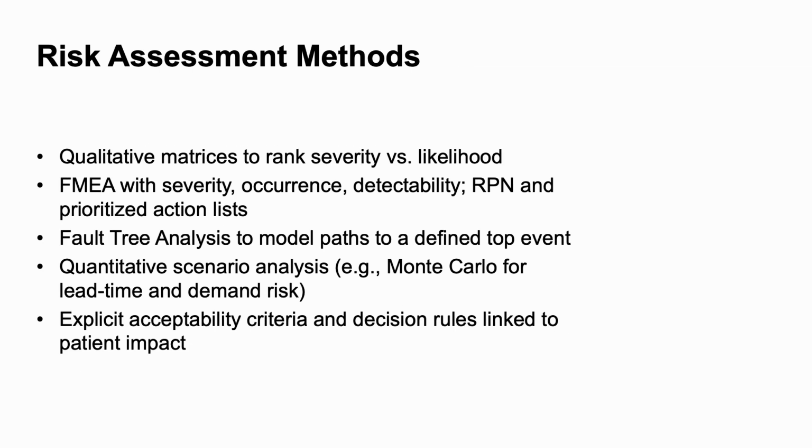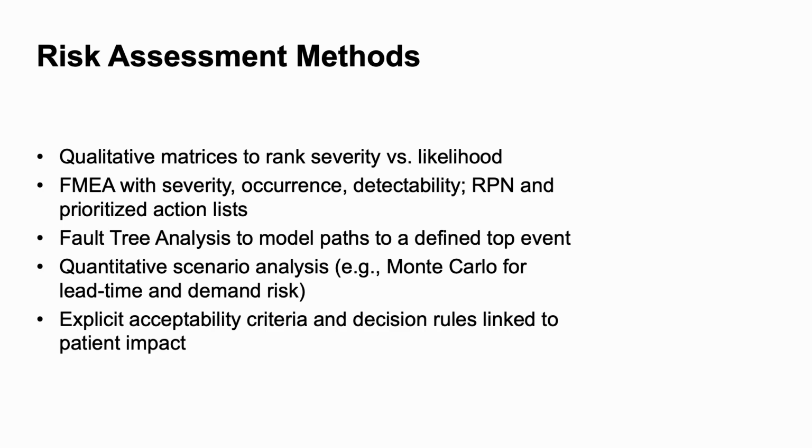Once risks are identified, they must be assessed in a manner commensurate with their potential to harm patients. Qualitative matrices provide a simple way to categorize severity and likelihood into tiers such as low, medium, and high, enabling rapid triage. Although coarse, they are often adequate for early program phases or when data are sparse. For more granularity, failure mode and effects analysis, FMEA, offers a structured approach that assigns numerical ratings to severity, occurrence, and detectability.